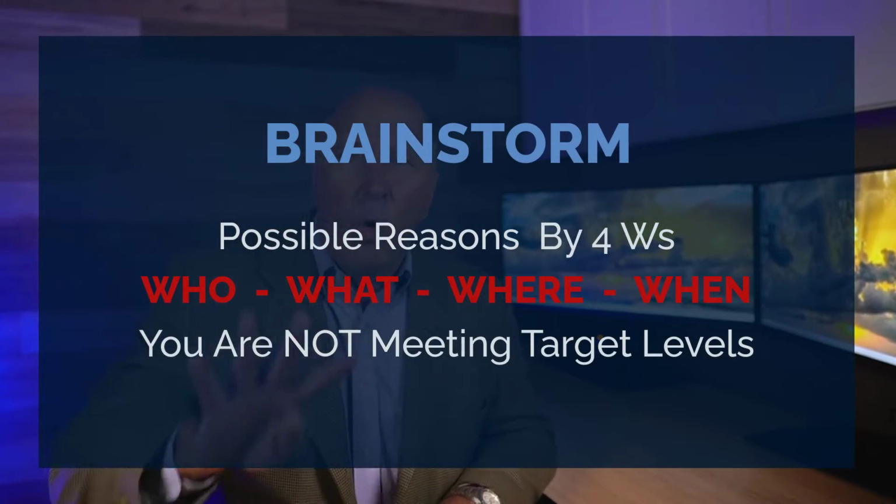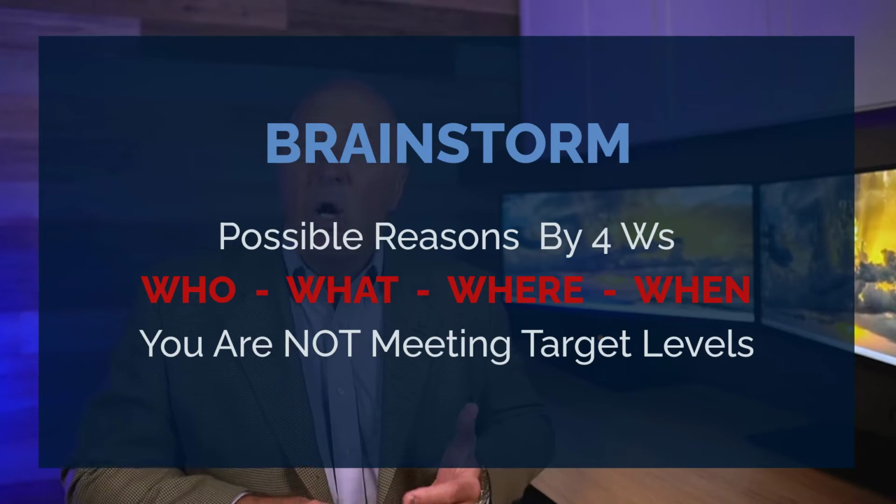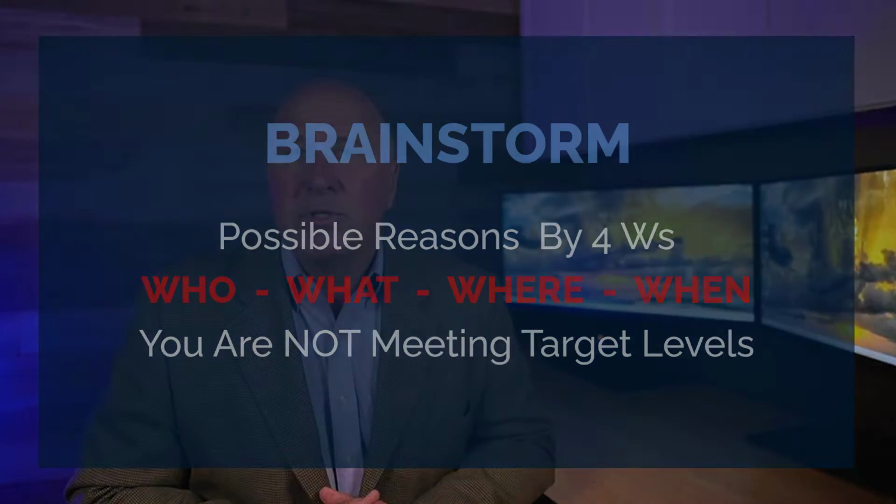Okay, with your team, once you've reviewed the measure below target, next is to brainstorm possible reasons why. Why are you not meeting target? And here's the secret. You're going to brainstorm possible reasons by the 4 W's. Who, what, where, and when are you not meeting target levels? So for example, let's say you have a performance measure you're accountable for and it's overall customer satisfaction, and the results are below required target levels.